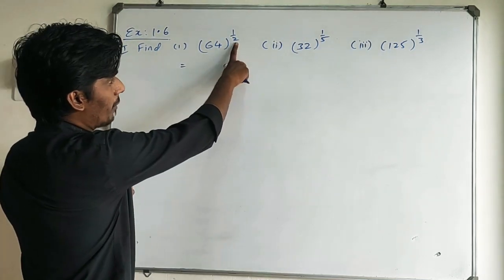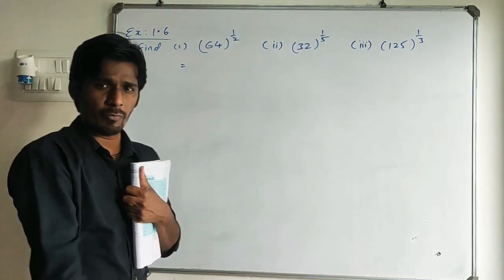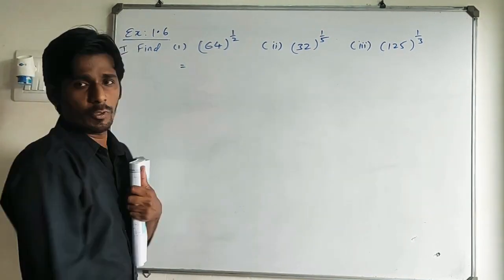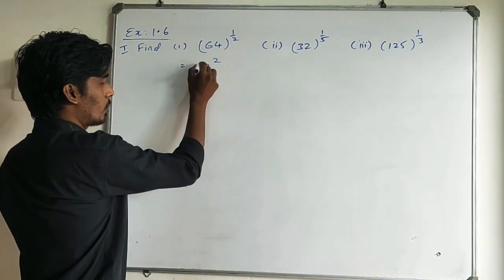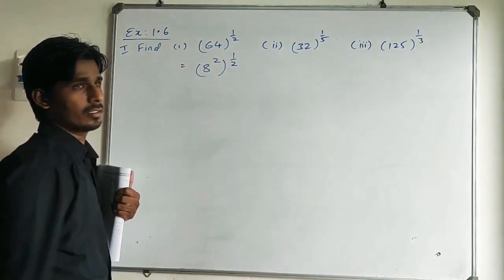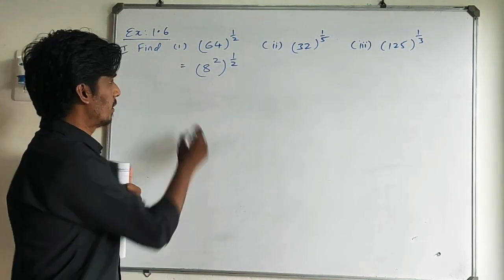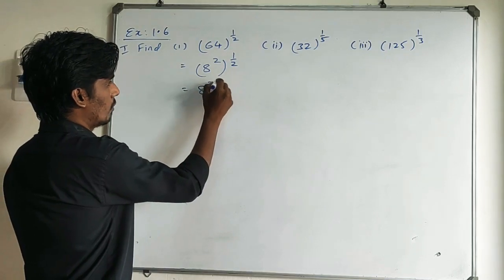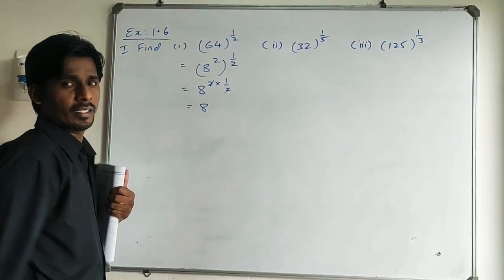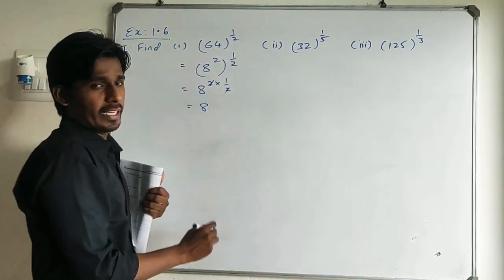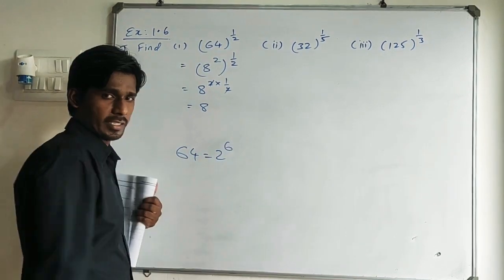64. यहाँ पे पावर में क्या दिया है, 1 by 2. So 64 is the square of some number. 64 is the square of 8. तो मैं यहाँ पे स्क्वायर क्यों ले रहा हूँ, 8 square whole raised to 1 by 2. Now we know that power of power, we have to multiply. So this is 8 raised to 2 into 1 by 2. 2 and 2 get cancelled. Answer is 8.